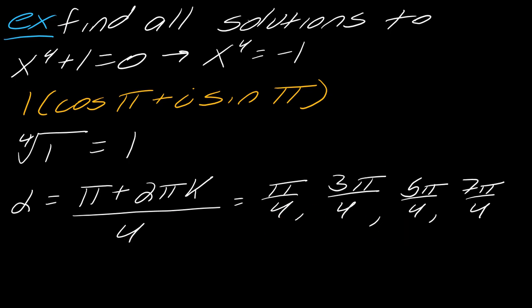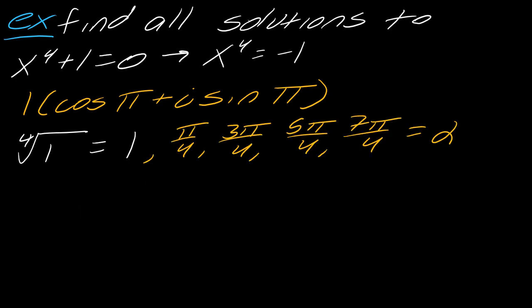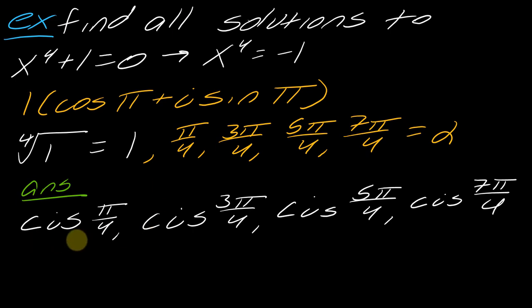Okay, so hopefully this is starting to make more sense. And so now, here are my alphas. Here was my fourth root of 1. So from here, I can just plug this information in, and here are the 4 solutions. And I wrote the abbreviated form of cosine plus i sine. So hopefully you're familiar with this by now. And so, yeah, that's it.